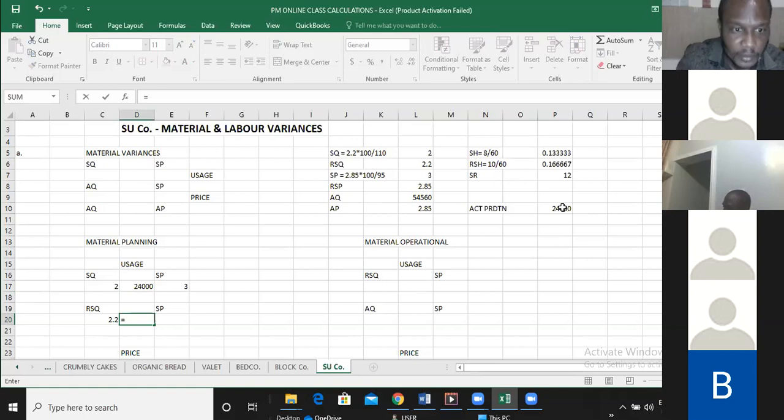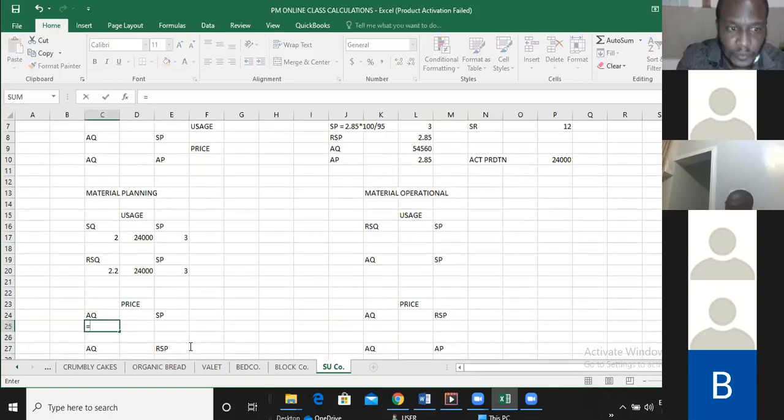All right. And then if we want to do our price variance, our actual quantity is that. And then our standard price, we already had our standard price upstairs, so we just pick it from there. Then our actual quantity is still the same thing.